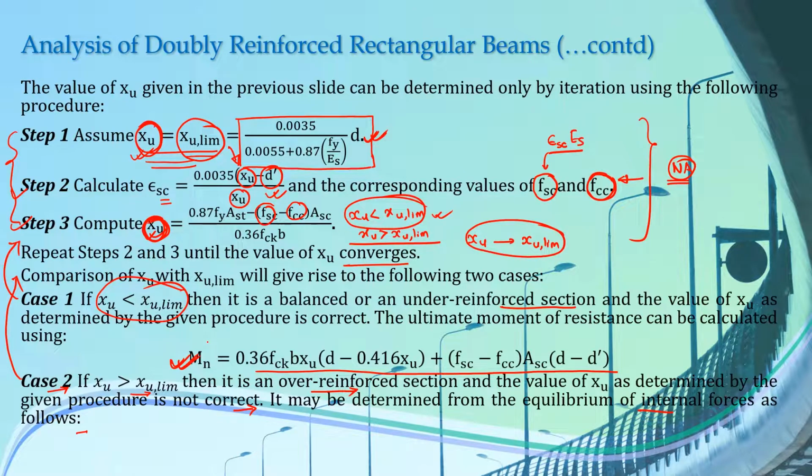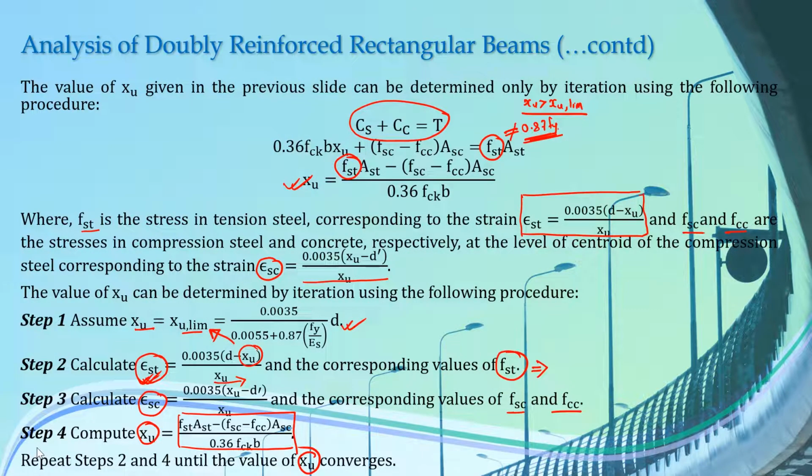the nominal moment capacity. But if the value of XU comes out to be greater than the limiting value, now we have to realize that the procedure that we have used to determine XU is not correct. Instead, we will use a separate equilibrium of internal forces to calculate the value of XU. So this will be our formula here. And again, we have to do some iterative steps to calculate the value of XU until it converges. And then we have to find the moment capacity of our doubly reinforced beams. So this is about the analysis of doubly reinforced rectangular beams.